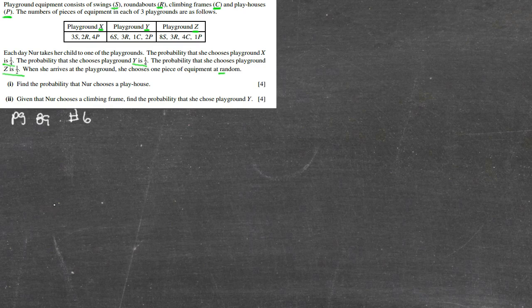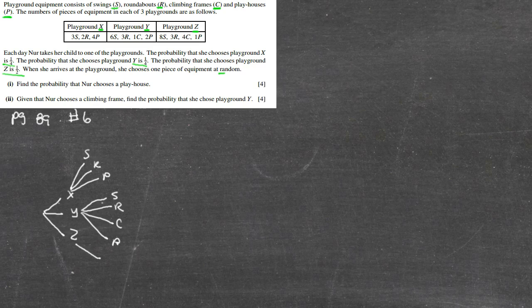First, our choice is to go to one playground out of the 3: X, Y, and Z. And then after I go to a playground, I have to pick a piece of equipment. In playground X, I've got 3 choices. In playground Y, I've got 4 choices. And in playground Z, I also have 4 choices. Now, you'll notice there's only 2 questions. I'm not going to fill in all these probabilities because there's a lot of them. I'm just going to fill in what I need as I need them.